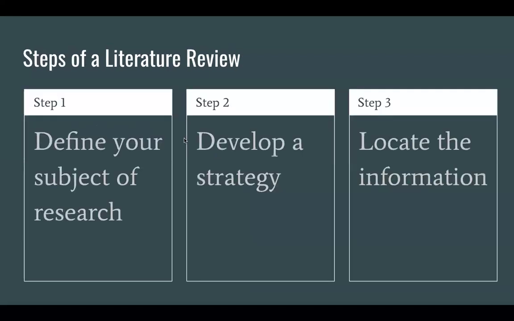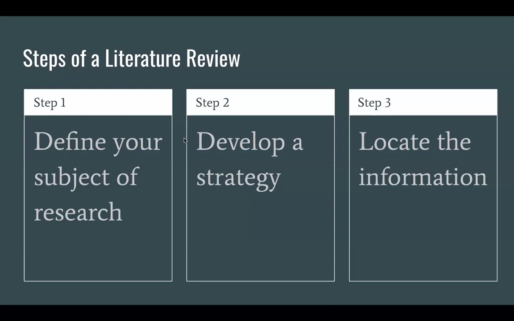So conducting a literature review has six key steps, and each step is really critical to ensure that your work is credible when you're finished with it. We'll spend time on each one, but first a broad overview. Step one is to define your subject of research. This ensures that the research you're doing is focused and researchable. Step two is developing a strategy.